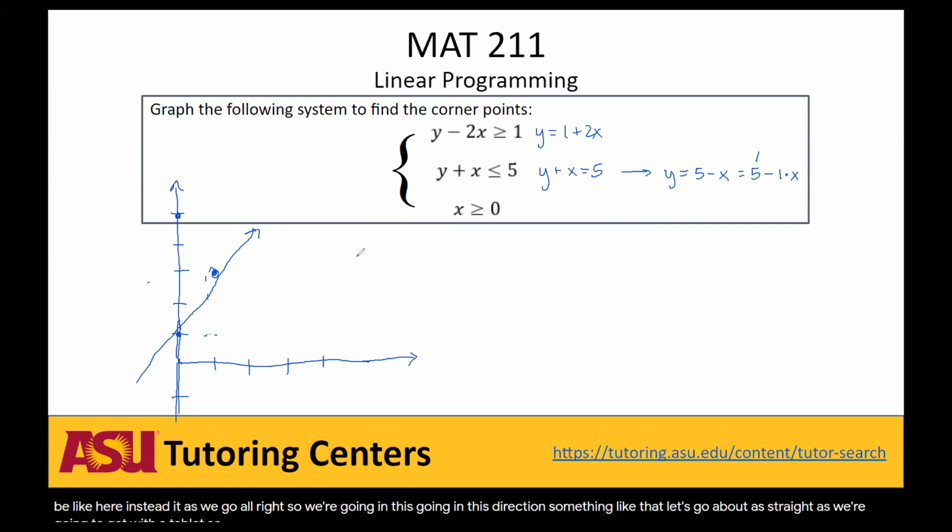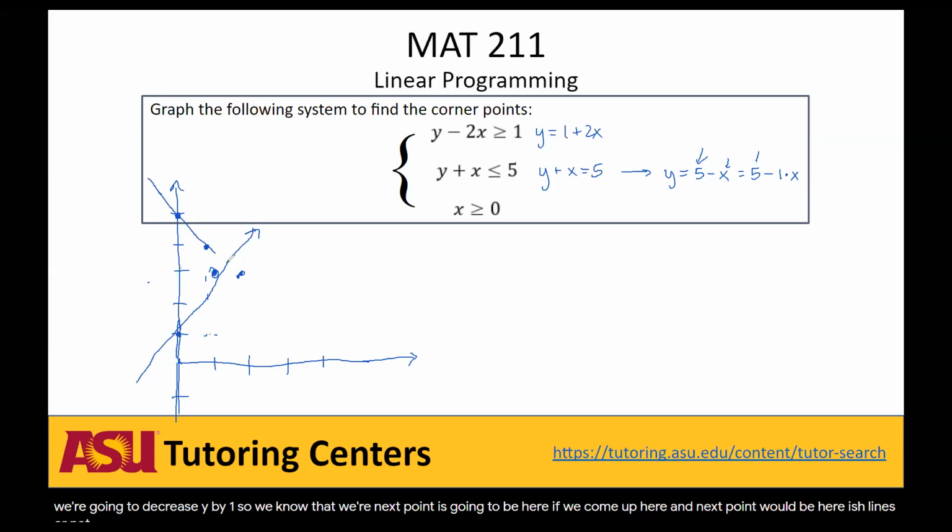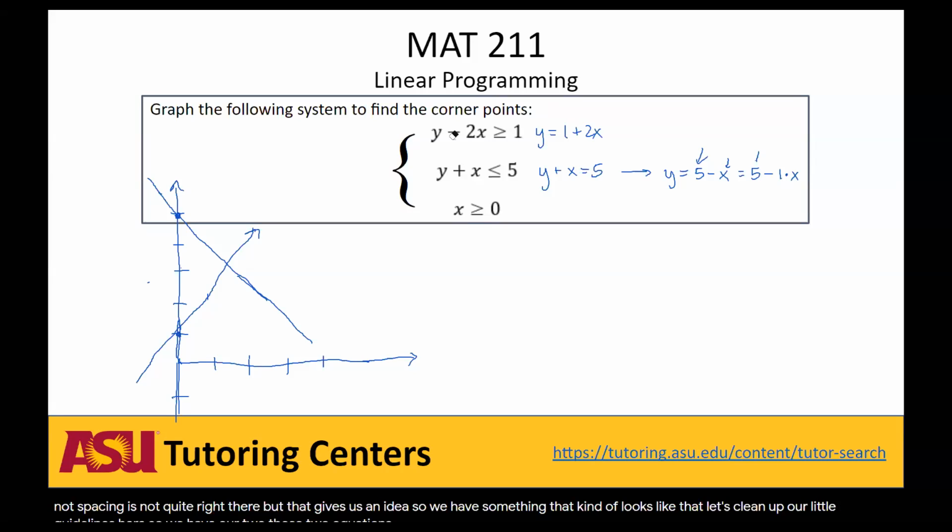And then in this direction, our intercept is 5, so we're up here. For every time that we increase x, we're going to decrease y by 1. So we know that our next point is going to be here. If we come up here, our next point would be here-ish. Our spacing's not quite right there, but that gives us an idea. So we have something that kind of looks like that. Let's clean up our little guidelines here. So we have those two equations.